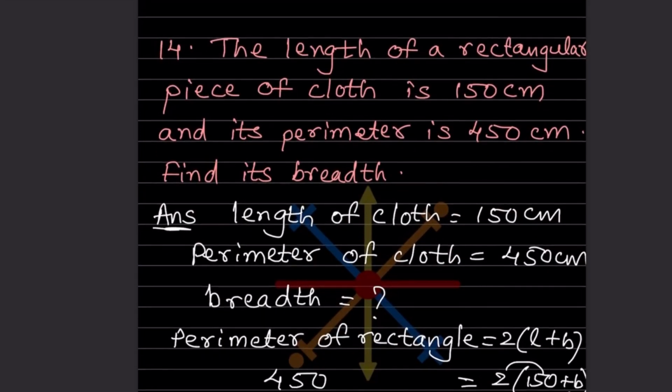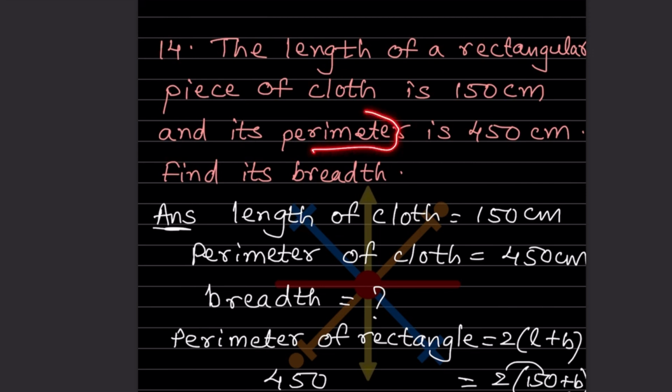The length of a rectangular piece of cloth is 150 centimeter and its perimeter is 450 centimeter. Find its breadth. See, whatever the things are given, first thing we have to write the given things. So length is given 150, so we are going to write it over here. Then the perimeter is given, so we are going to write it over here. Breadth we don't know, so we are going to put a question mark. So they asked us, find its breadth.